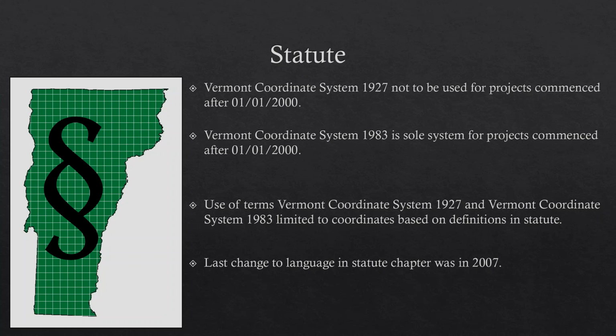The statute says that if you use these terms, such as Vermont Coordinate System 1983, the use of that term is limited to coordinates that are based on that system's definition. The statute chapter where all of this is laid out was last revised back in 2007. However, I did not see anything in there that indicated that the revision was at all related to datum version.